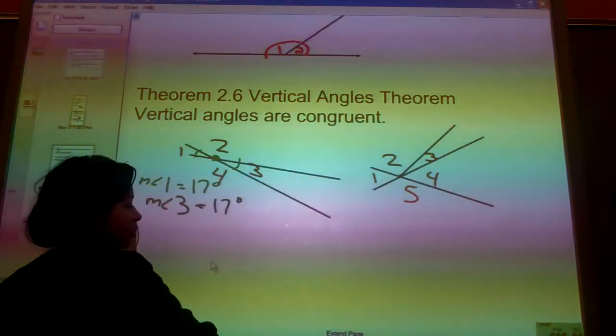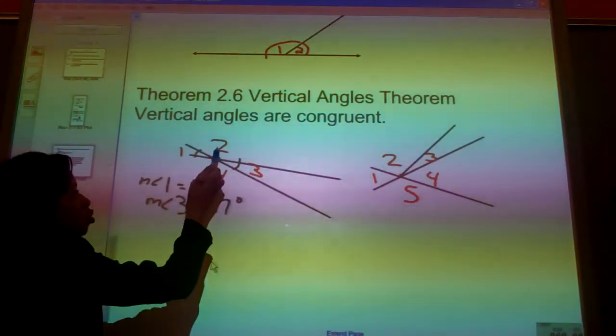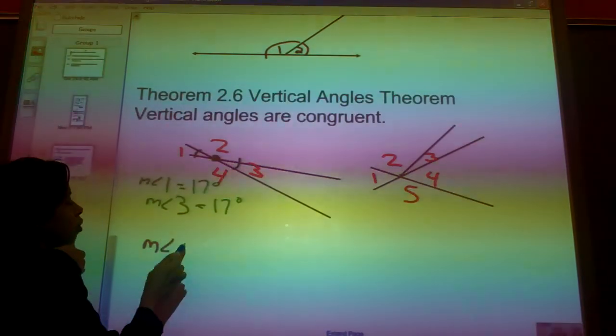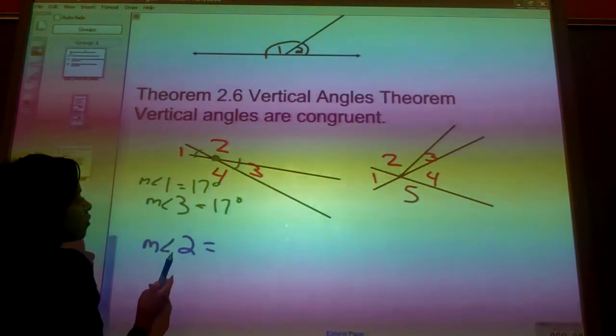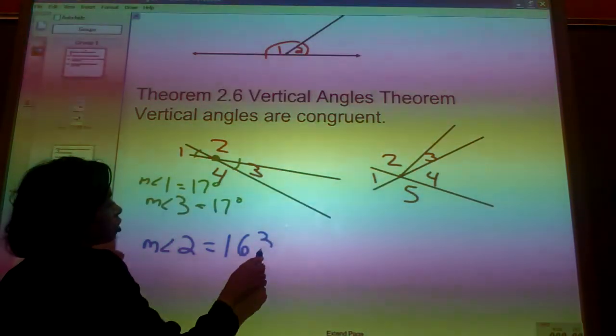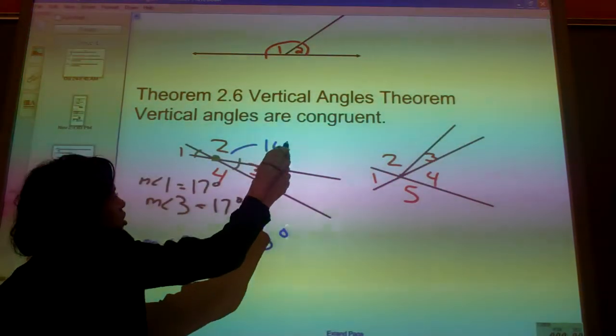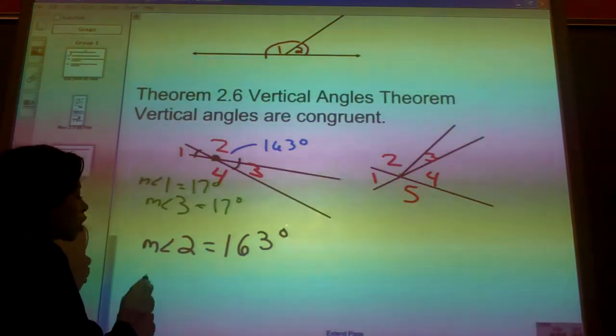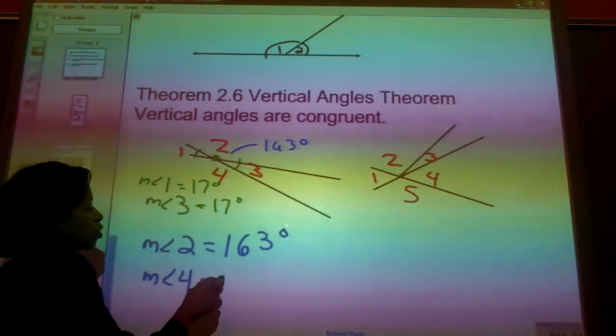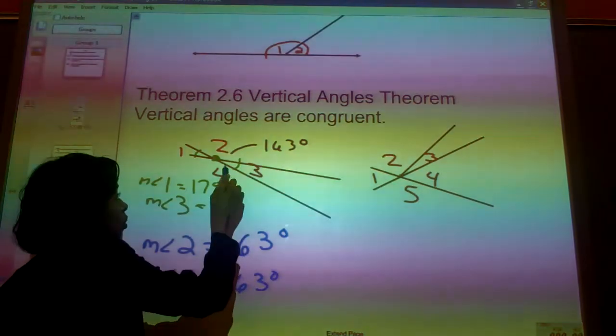I can look and do the same thing with angles 2 and 4. So if the measure of angle 1 is 17, then angle 2 is going to be 163 degrees, since they are a linear pair. And angle 4 is also vertical to angle 2, so therefore it is also 163 degrees.